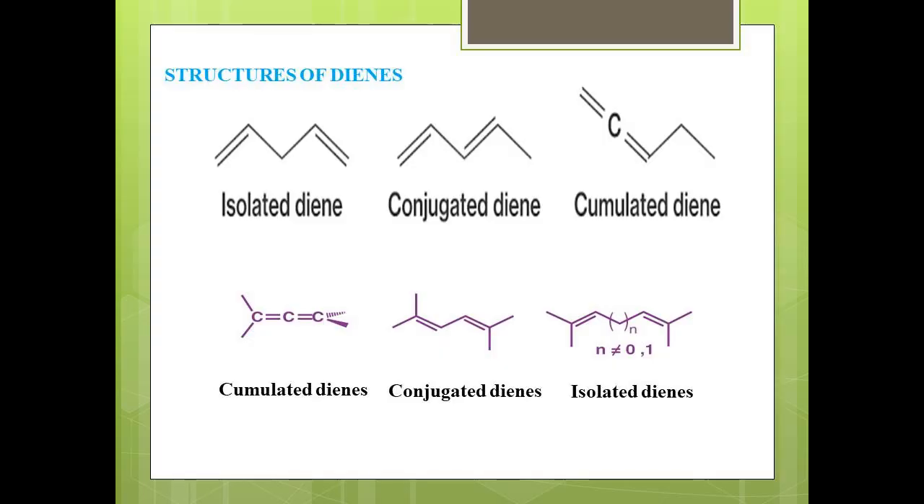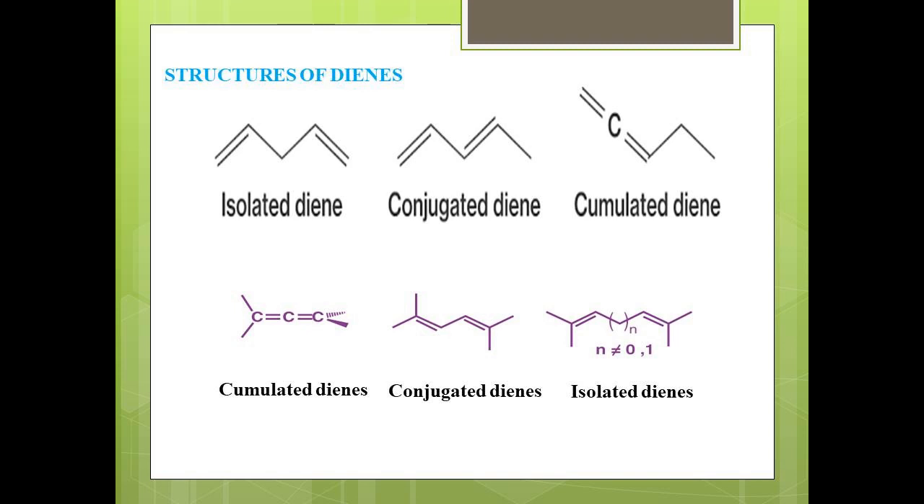The structure of the dienes. We look at the structures of isolated dienes, conjugated dienes, and cumulative dienes. In isolated dienes, look at the double bonds: there are two or more single bonds in the center between them.